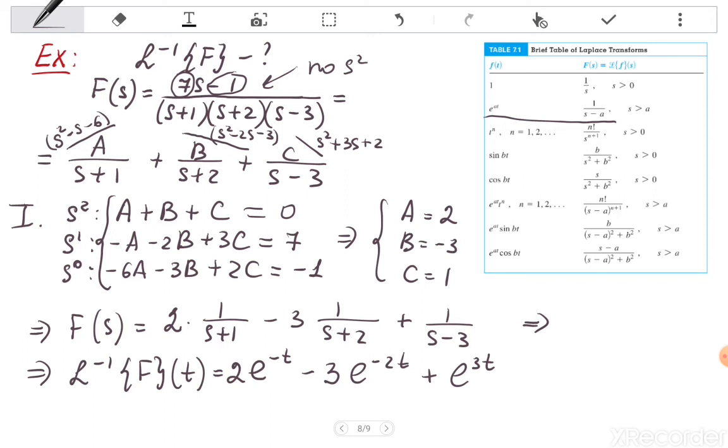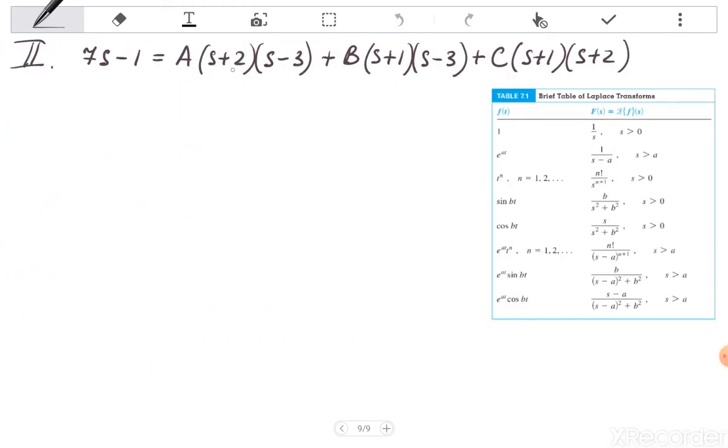There is also a second method to find this a, b, and c. What we do, we find the common denominator and multiply a, b, and c by the brackets that we need to add. So we write 7s minus 1 is equal to a times s plus 2 times s minus 3, plus b times s plus 1 times s minus 3, plus c times s plus 1 times s plus 2. So we obtain this expression like here. And now we just take different values of s and see what we have.